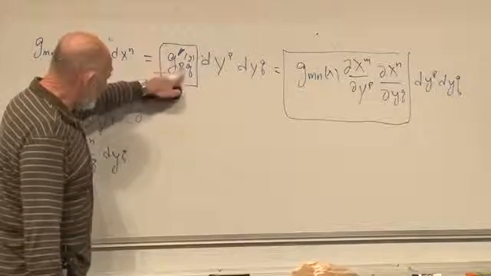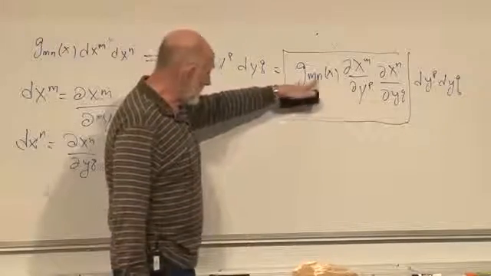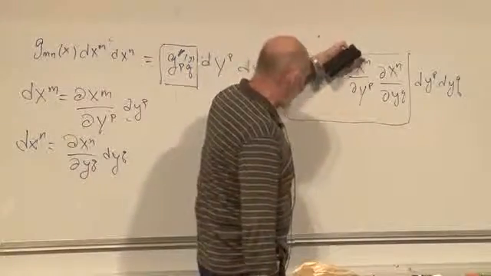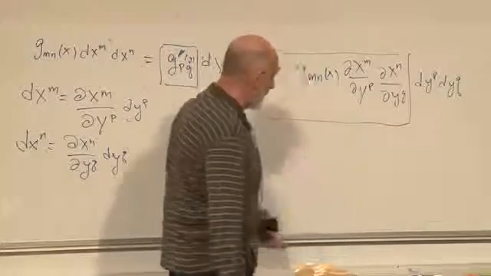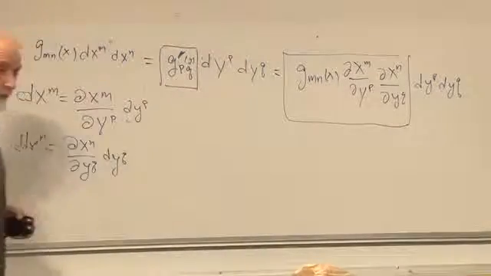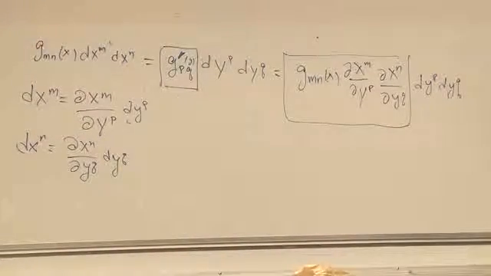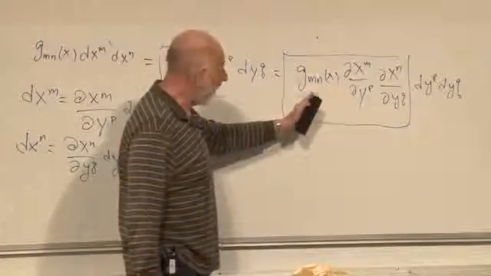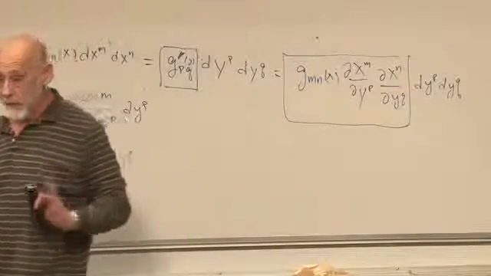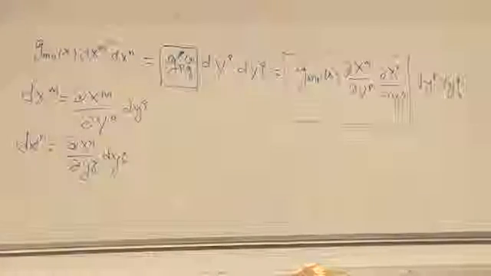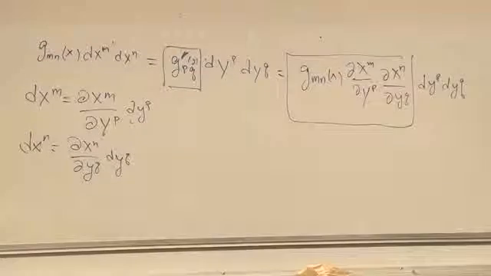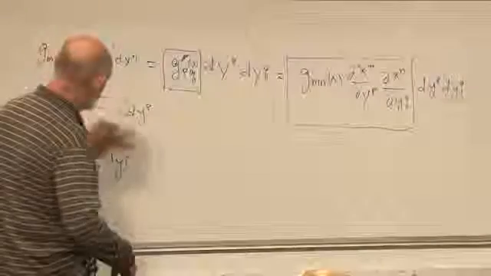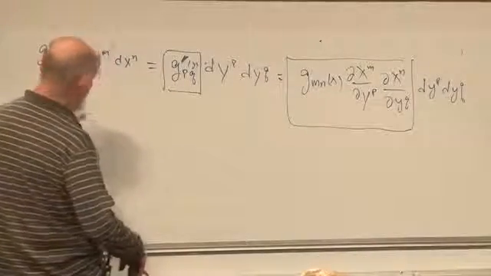The metric tensor in the primed frame is given by the metric tensor in the unprimed frame times our good old friends dx by dy times dx by dy. This is just exactly the transformation property of a tensor with two covariant indices. Okay. So we discover that the metric tensor is indeed really a tensor. That's the first fact about the metric tensor. It really is a tensor. It transforms as a tensor.